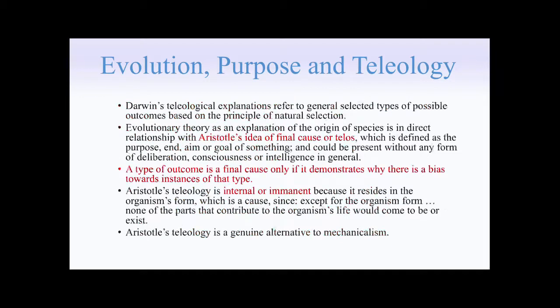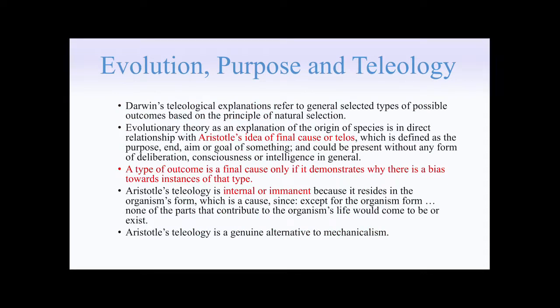Darwin's teleological explanation refers to general select types of possible outcomes based on the principle of natural selection. Evolutionary theory as an explanation of the origin of species is in direct relationship with Aristotle's idea of final cause or telos, which is defined as the purpose, end, aim, or goal of something, and could be represented without any form of deliberation, consciousness, or intelligence in general.